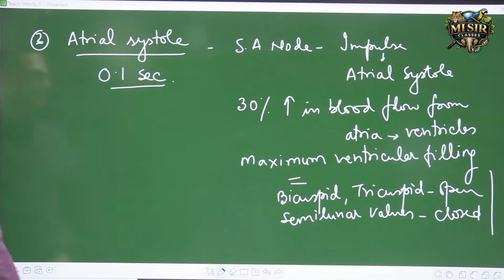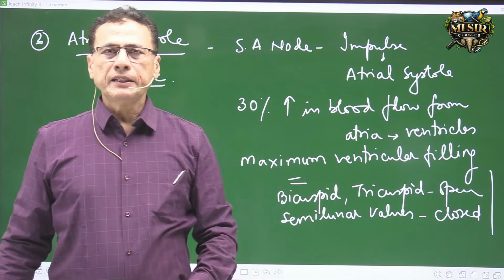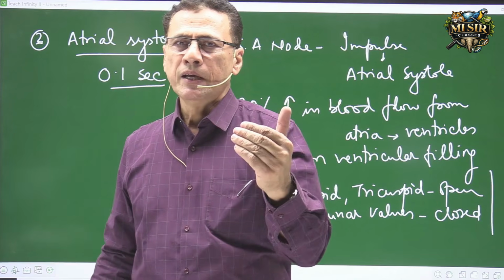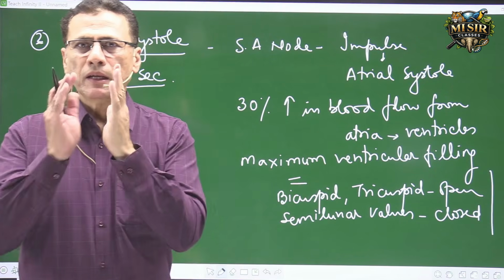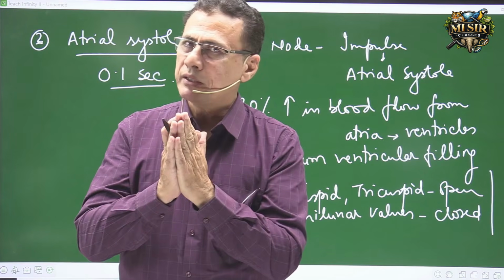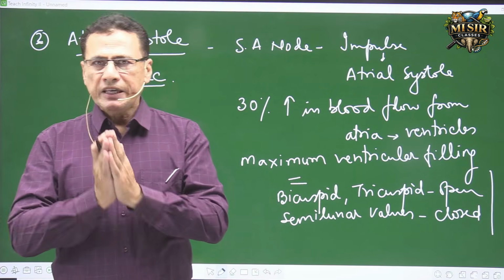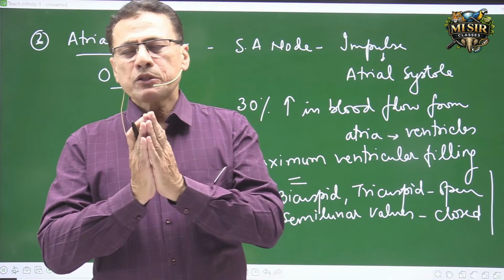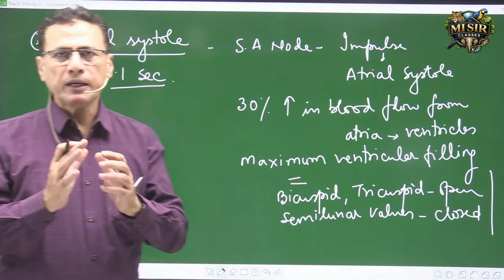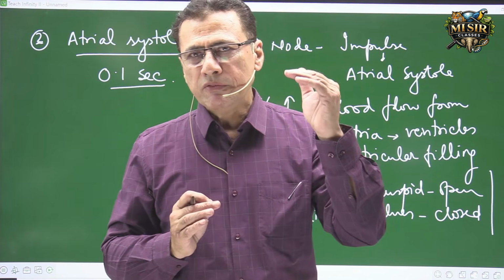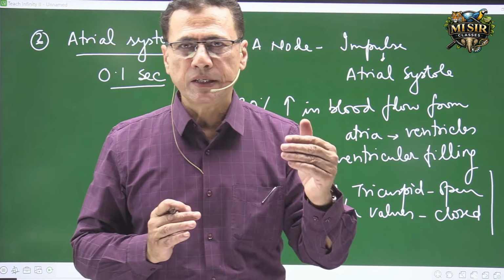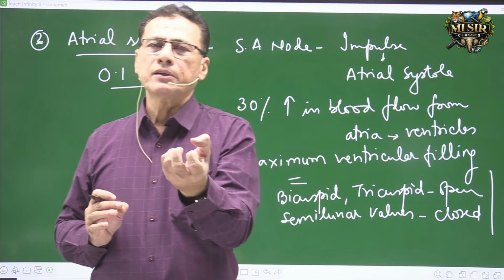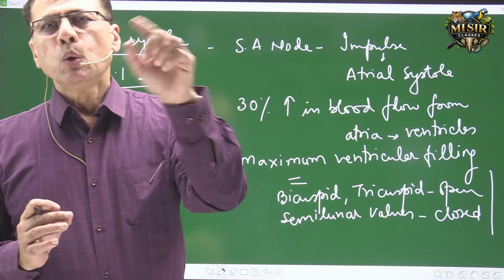Now comes the third stage, that the nodal tissue which is present in the cardiac musculature sends signals from SA node to AV node and from AV node to bundle of His. The bundle of His is a structure which is present in the atrioventricular septum. The bundle of His or AV bundle is present in the interventricular septum. This leads to contraction of ventricles. The depolarization wave which is transmitted from AV node to AV bundle leads to simultaneous contraction of both the ventricles, leading to ventricular systole.